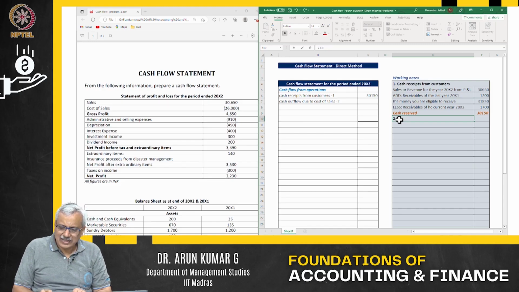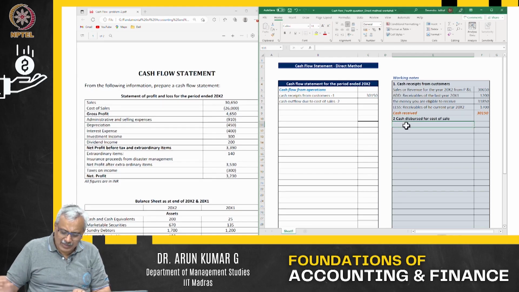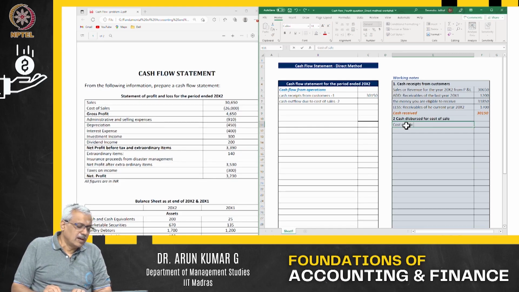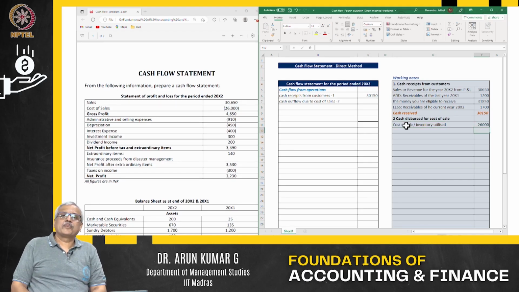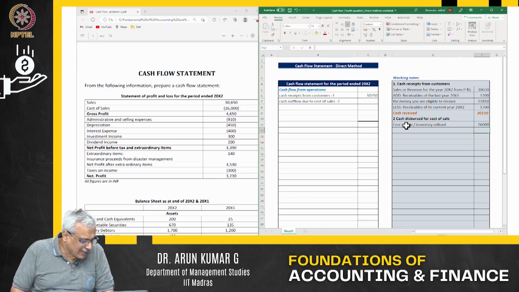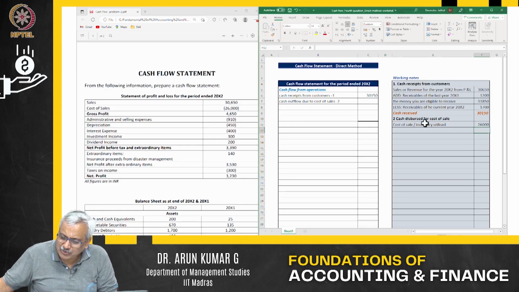Cash disbursed for cost of sale. Let us say the cost of sale, or inventory utilized, as per the P&L is 26,000, perfectly all right. Now, in this particular case, what is happening? Have you utilized this 26,000 inventory? Have you bought this entire inventory? Might have bought, might not have bought, because I might have had it in my stock.